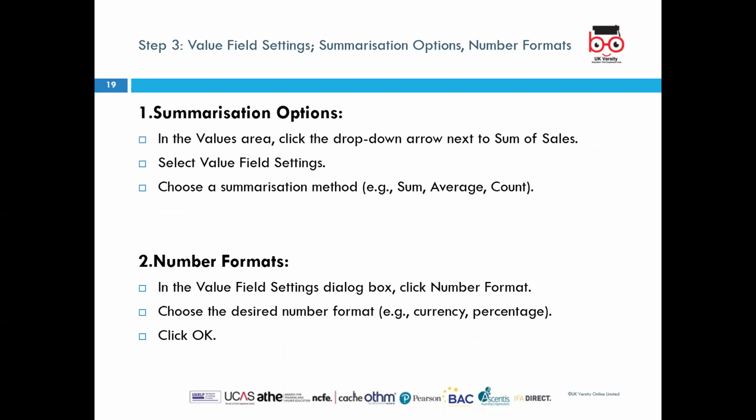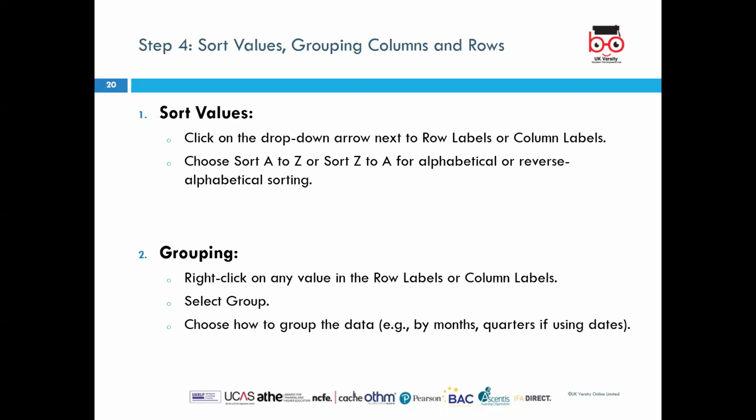Step 3, we now cover value field settings, summarization option, and number format. With the summarization option in the value area, we click the drop-down arrow next to sum of cells, select the value field settings, and choose a summarization. Number format is in the value field settings dialog box, where we can click on number format, choose the desired format, and select OK.